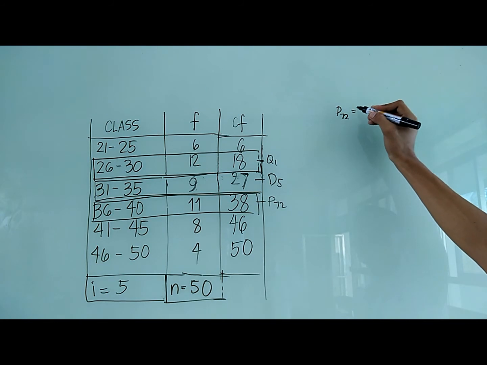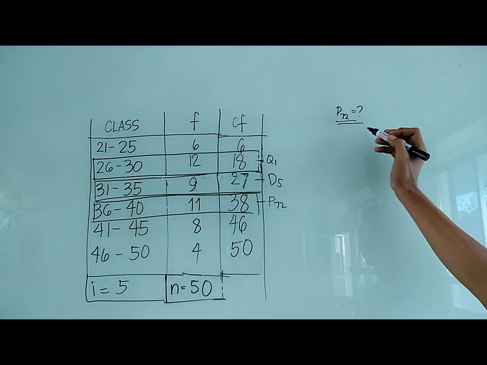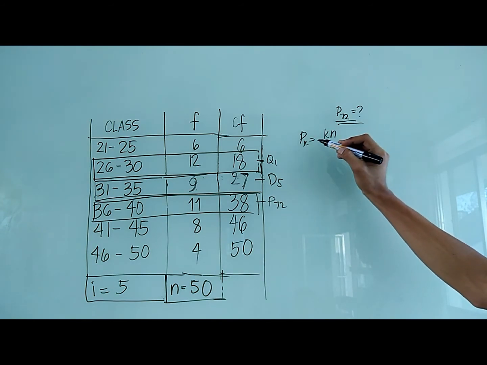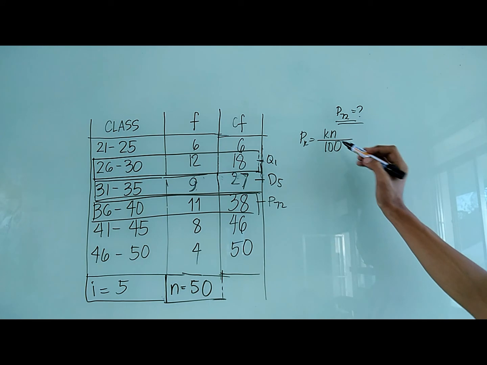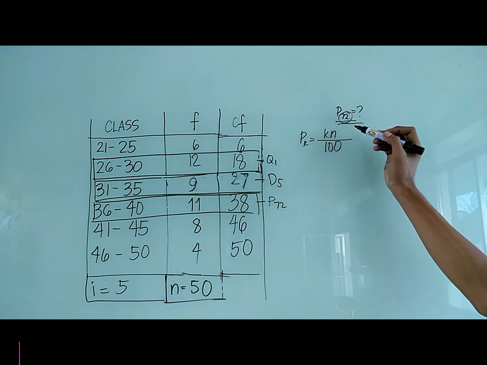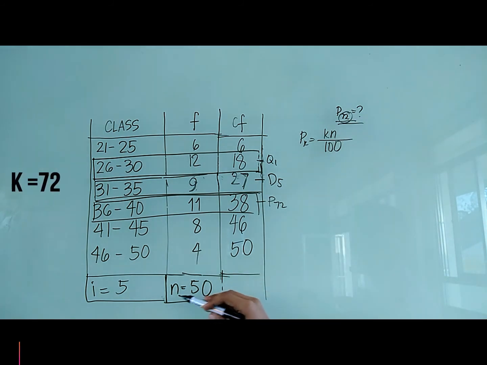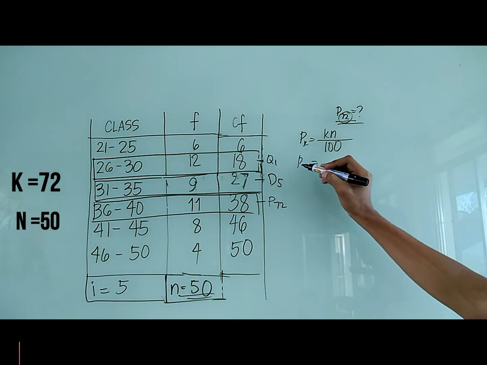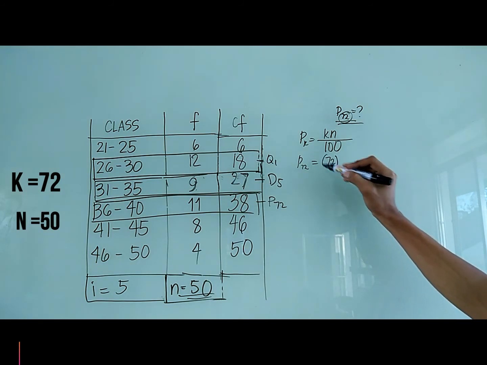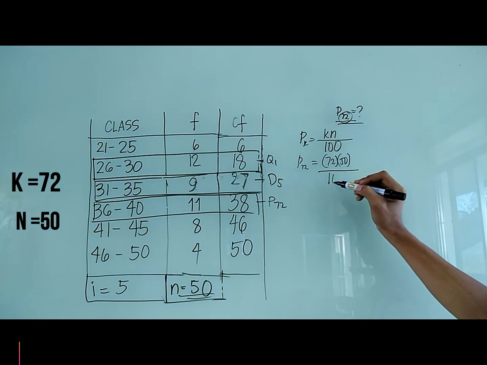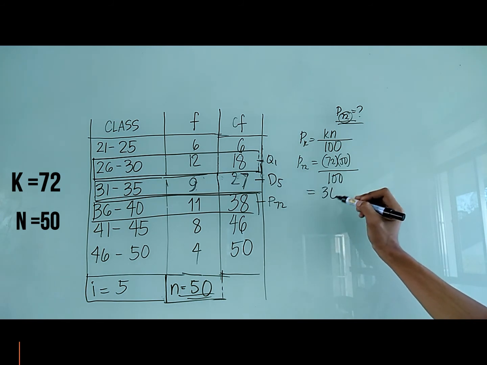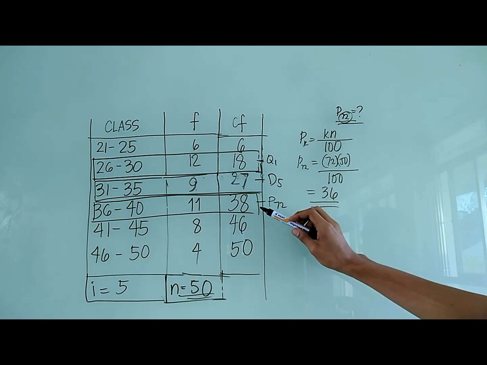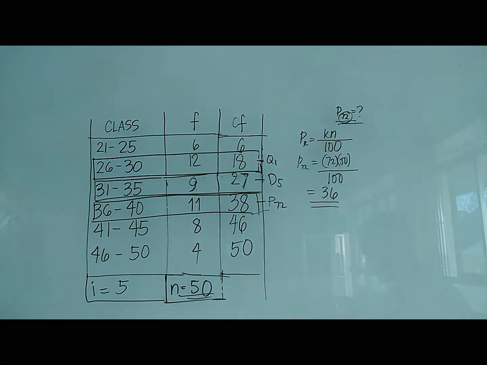Let's find P72. To calculate the P72 class, use the formula Pk is equal to k times n divided by 100, where k is equal to 72 and n is equal to 50. So P72 is equal to 72 times 50 divided by 100, which is equal to 36. So P72 is in the class interval of 36 to 40.